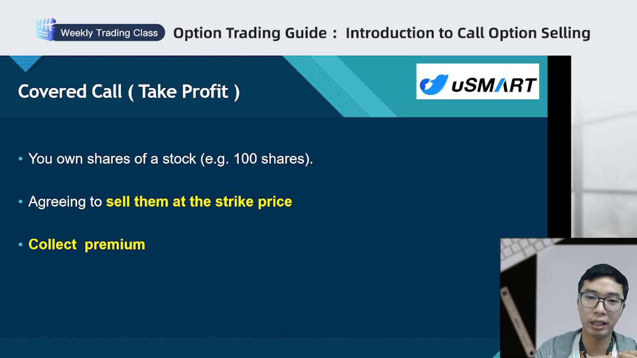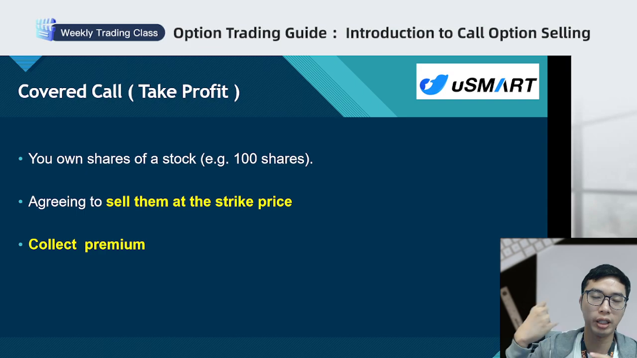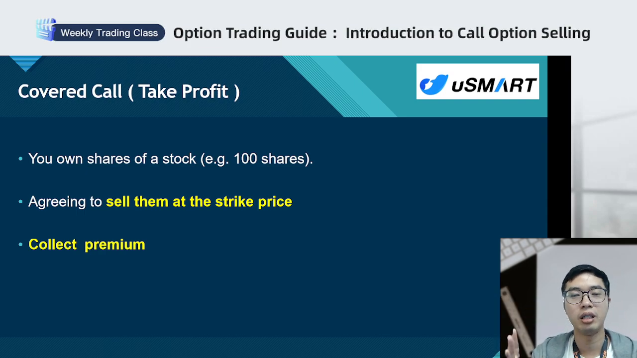Then when it really hits $300, you will sell the stock at 300. Then your total profit will be your increment of the stock from 100 to 300, the $200 per share profit, plus the premium you collected. So this is really a win-win situation in this market.